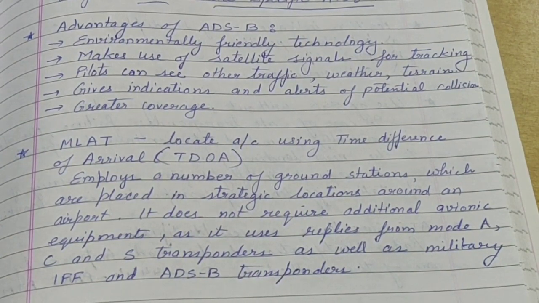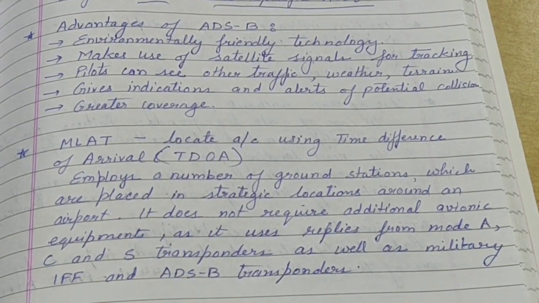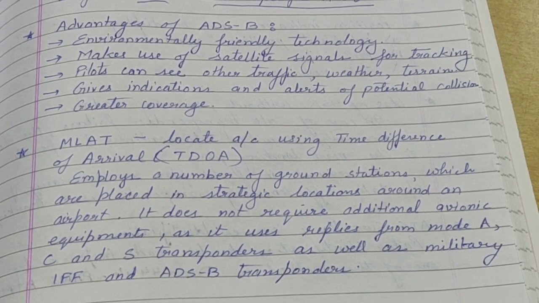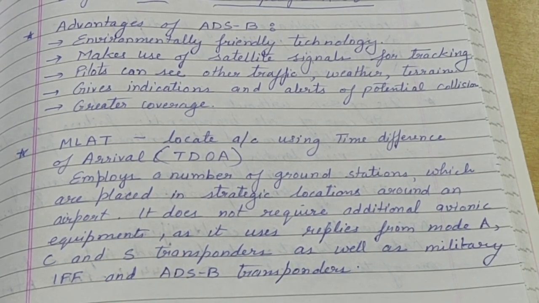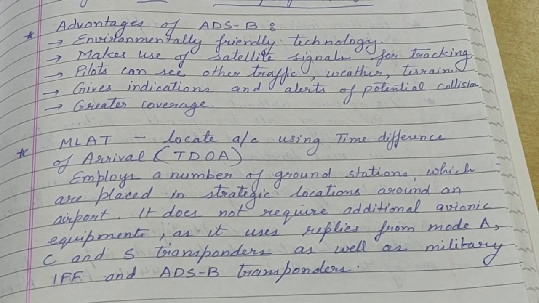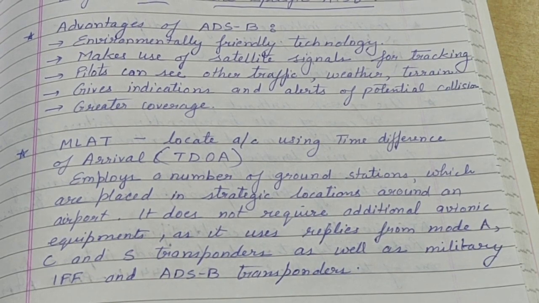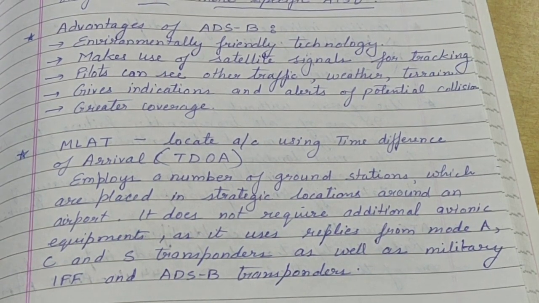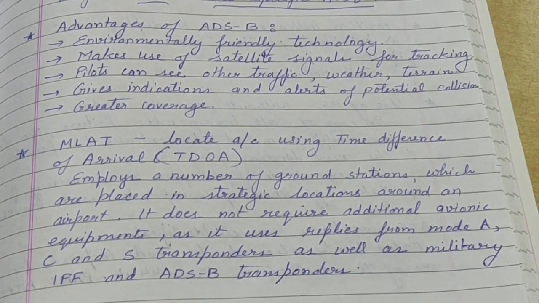Moving on to MLAT. MLAT stands for multilateration. It is a technology to accurately locate aircraft using the time difference of arrival, also known as TDOA for short. It employs a number of ground stations placed in strategic locations around an airport. It does not require additional avionics equipment as it uses replies from Mode A, C and S transponders as well as military IFF and ADS-B transponders.